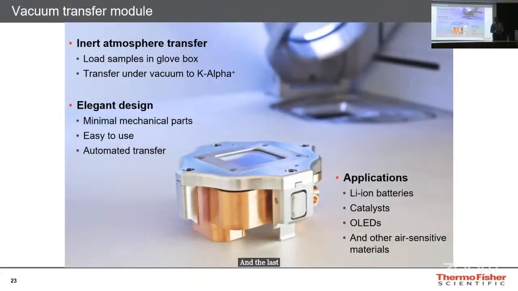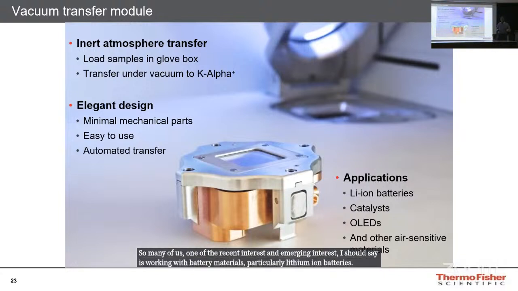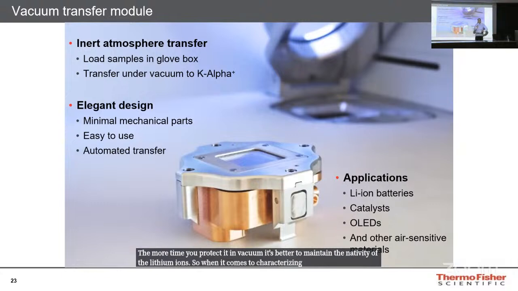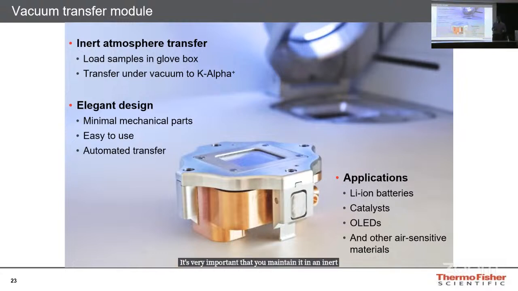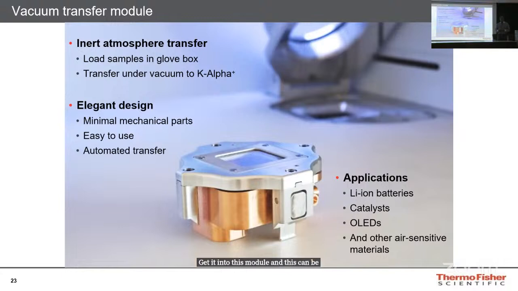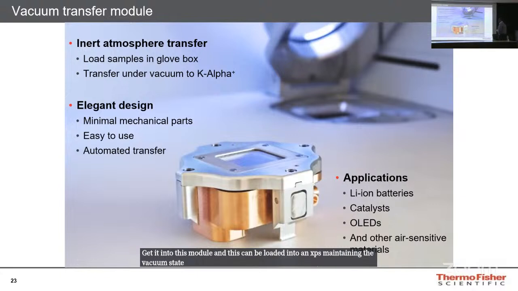And the last specialty holder that we have here is called the vacuum transfer module. One of the recent and emerging interests, I should say, is working with battery materials, particularly lithium ion batteries. When you handle lithium ion materials, it is important that you don't expose them to atmosphere. The more time you protect it in vacuum, the better to maintain the nativity of the lithium ions. So when it comes to characterizing these battery materials, it's very important that you maintain them in an inert atmosphere. And in order to manage that inert atmosphere, we have a dedicated module called the vacuum transfer module. With this holder, you can load your battery materials in a glove box environment, get them into this module, and this can be loaded into an XPS, maintaining the vacuum state or the true nature of the sample of these materials.